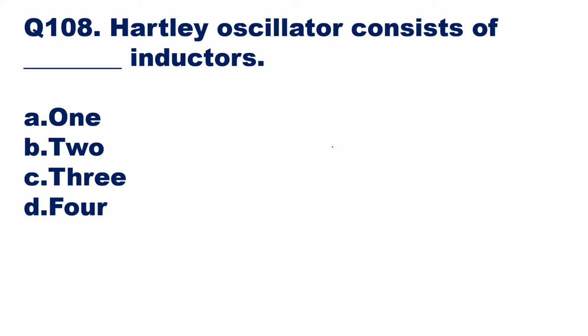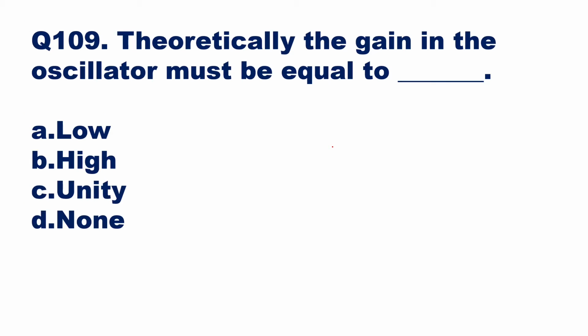Hartley oscillator consists of how many inductors? As we have seen earlier, Hartley oscillator in the feedback circuit consists of two inductors L1 and L2. So here option B will be the right answer, 2 will be the right answer. So here you can see option B is the right answer, that is 2. Then we'll go to question number 109.